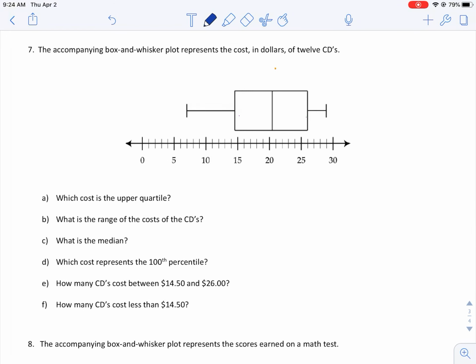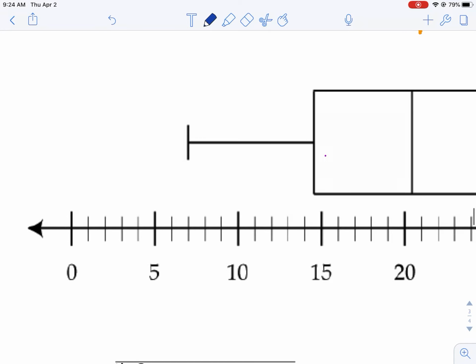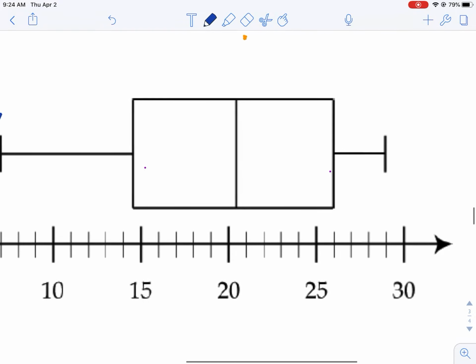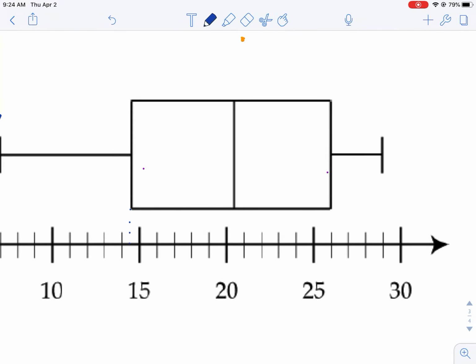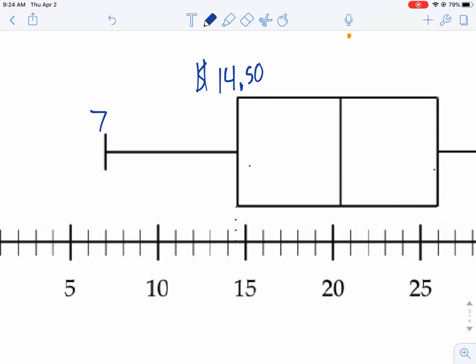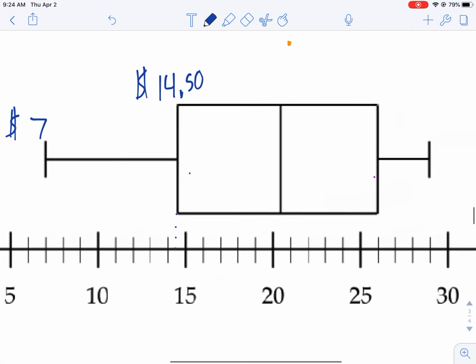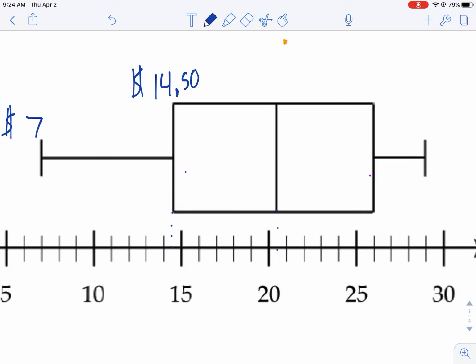So, first thing I would do with this is I would label everything. Here my minimum, if you look, the minimum is clearly at 7. My Q1, if you notice, if I draw a little line down, that's between 14 and 15. So we're going to go 14.50, because remember, this is money, so I should label it in dollars. My median, that's more than 20, but it's less than 21. We're going to go with 20.50.